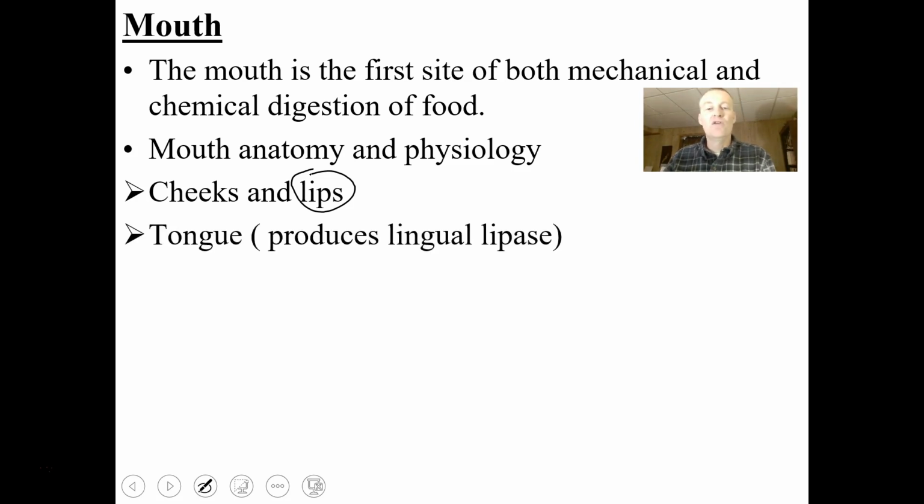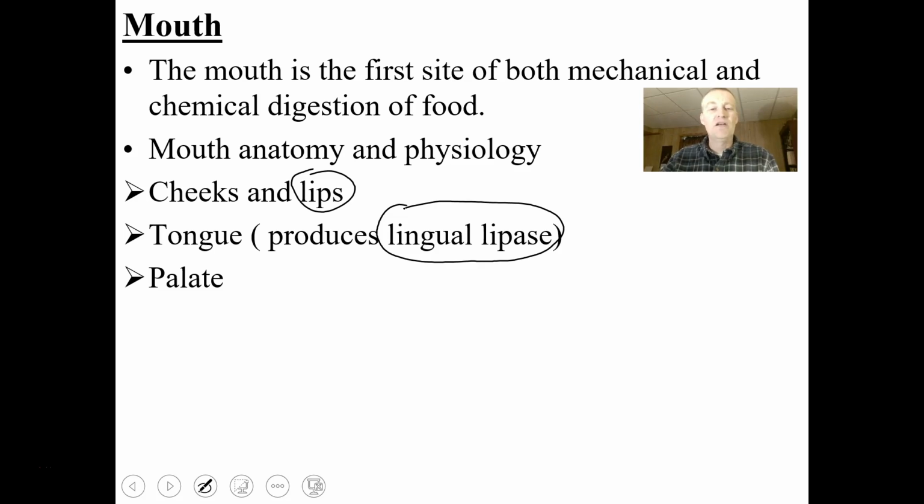So the tongue is involved in both the mechanical and chemical breakdown of food. The tongue produces an enzyme called lingual lipase, and a lipase is an enzyme that helps to break down fats into fatty acids and glycerol. The tongue also is an organ that can mechanically push food against the hard palate or soft palate or the cheeks and help to mechanically break food down.